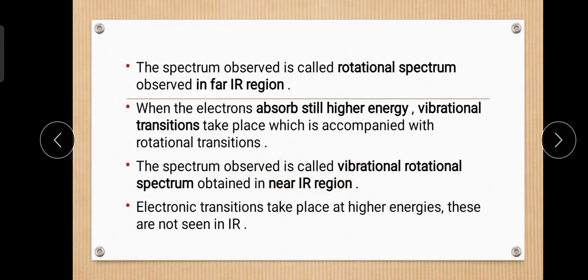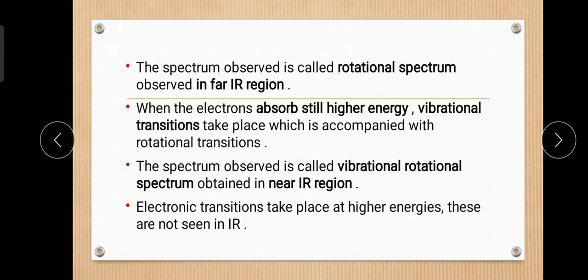Electronic transition takes place at higher energy. These are not seen in IR. That means the energy difference between two levels in the electronic spectrum is very high, and this does not come under IR spectroscopy. So electronic transitions take place at higher energy levels, and these are not seen in IR.